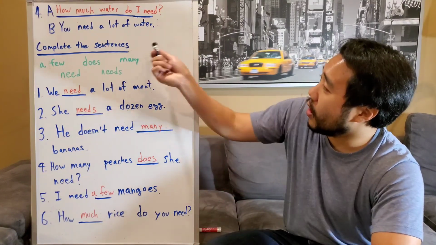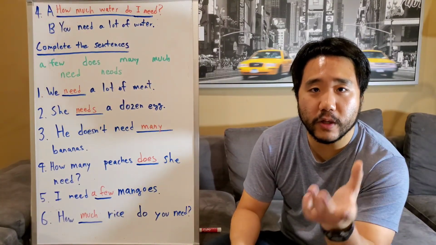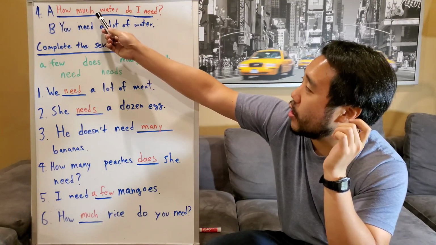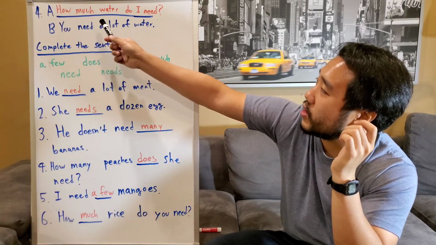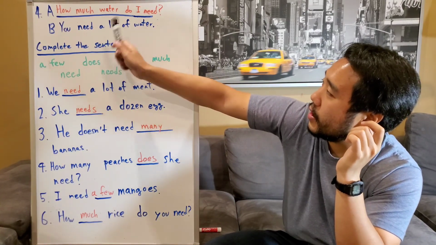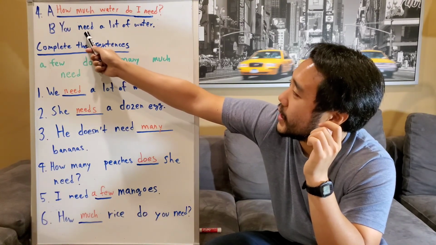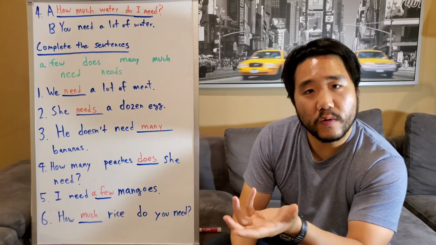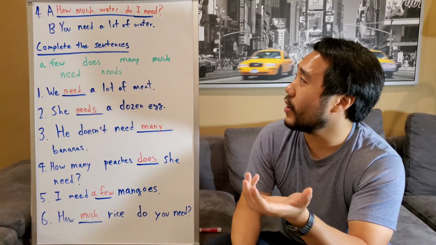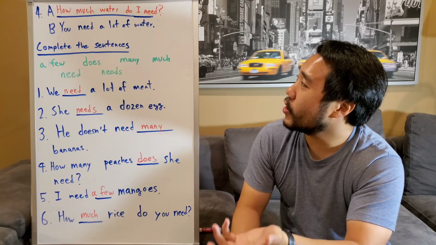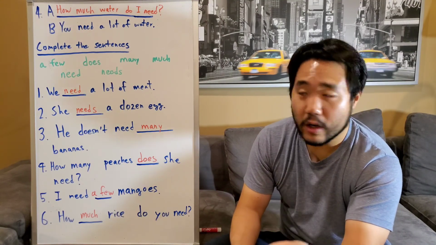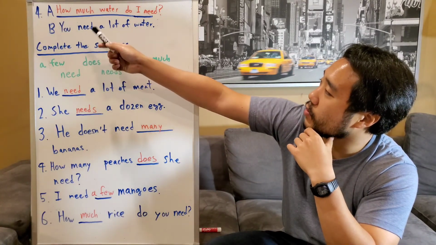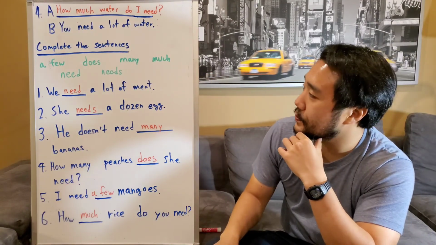So first, water is non-countable, so we need to say how much in order to form a question. So how much? And then we know that the noun is non-countable, so we just put water. And then we need to use something about need and the subject you. When we're asking a question, when you say you as an answer, you have to form a question with I. So how much water do I need? I'm asking someone, and then the answer is you need a lot of water. So we say the correct question would be how much water do I need?